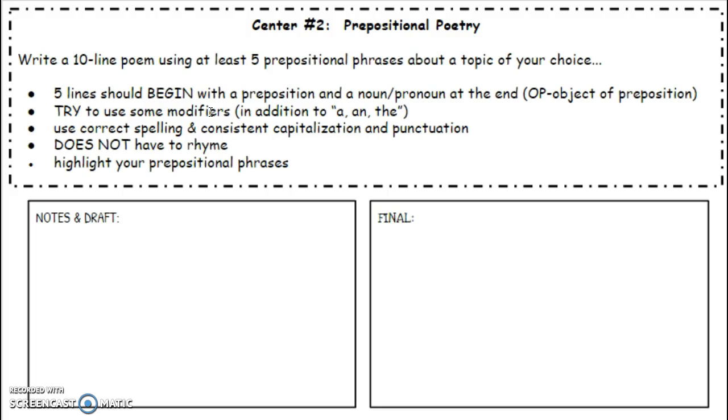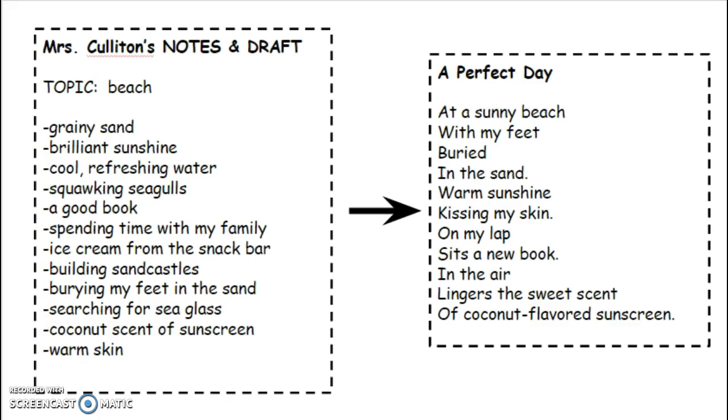I will be checking for correct spelling and consistent capitalization and punctuation. When we talk about poetry, we don't have to follow the rules of English language, but we do need some kind of consistency with how you're going to capitalize and punctuate, and that's up to you as the poet. Your poem does not have to rhyme. And the last thing I want you to do is highlight all of your prepositional phrases. So on this handout, you have a place to do some notes and write a draft, and then your final copy. So here's my example.